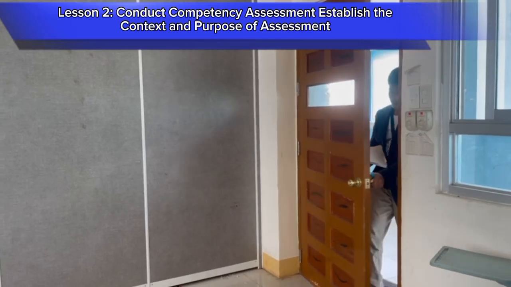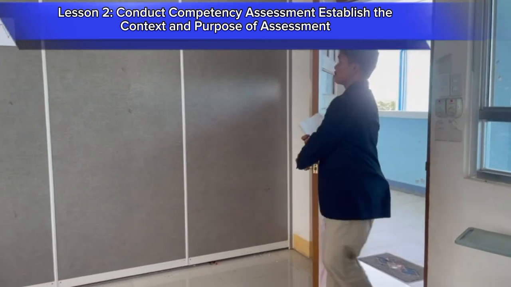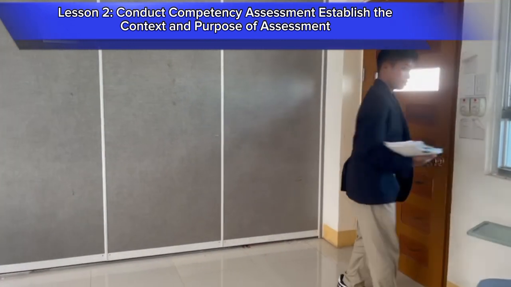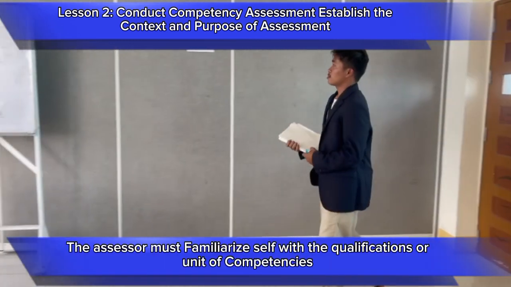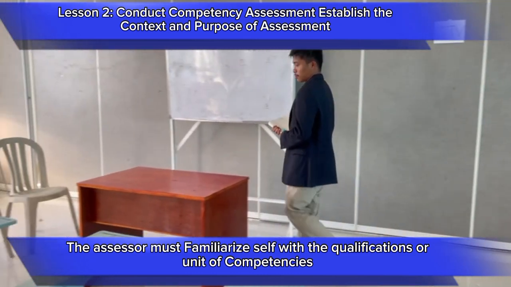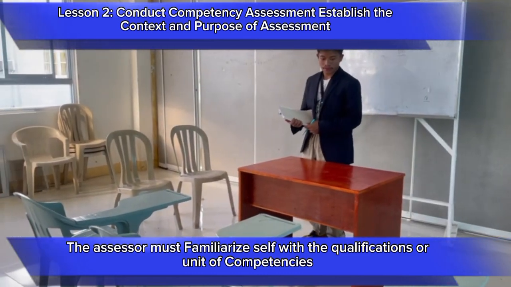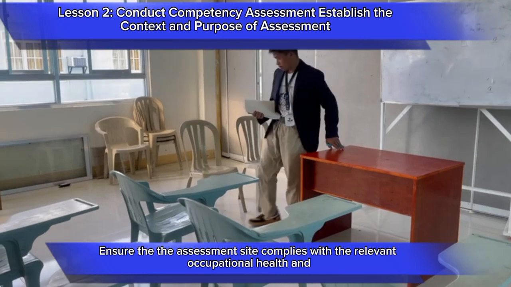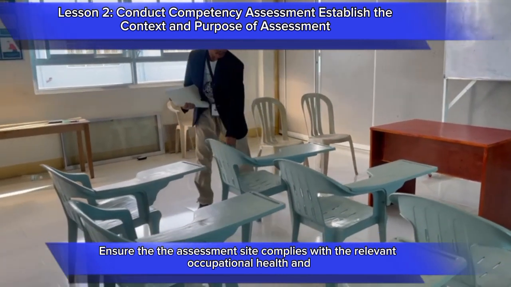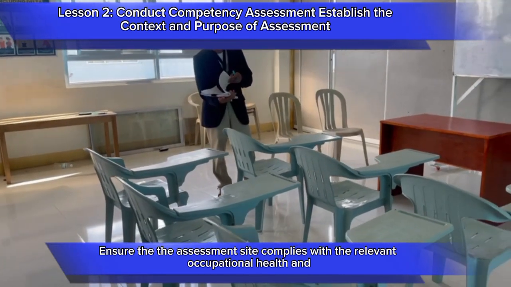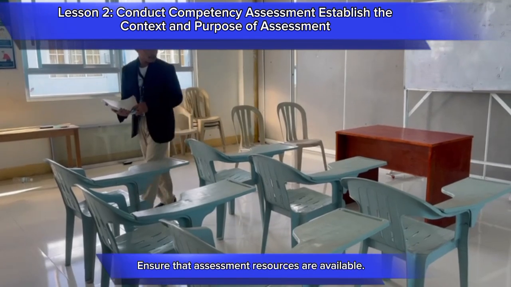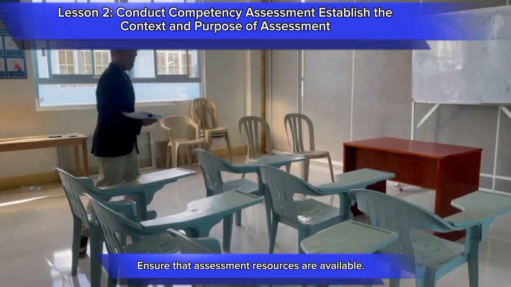Lesson 2. Conduct competency assessment. Establish the context and purpose of assessment. The assessor must familiarize self with the qualifications or unit of competencies to be assessed. Ensure that the assessment site complies with the relevant occupational health and safety requirements. Ensure that assessment resources are available.